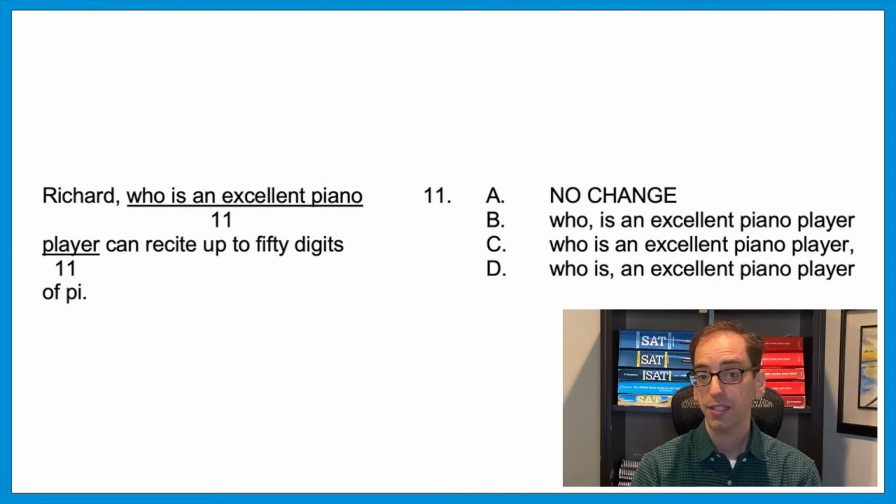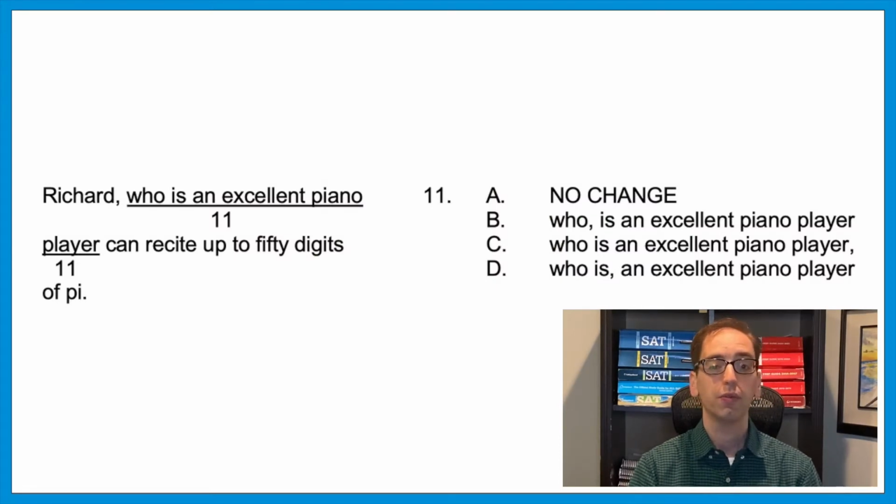Another great trick on the grammar sections is to eliminate identical choices. Before we look at this, let's quickly recap a topic that we covered in video 12. Check out that video for a full explanation of how to use commas on each test. But let's just look at one of those rules now so we could then get to the trick. Richard, who is an excellent piano player, can recite 50 digits of pi.